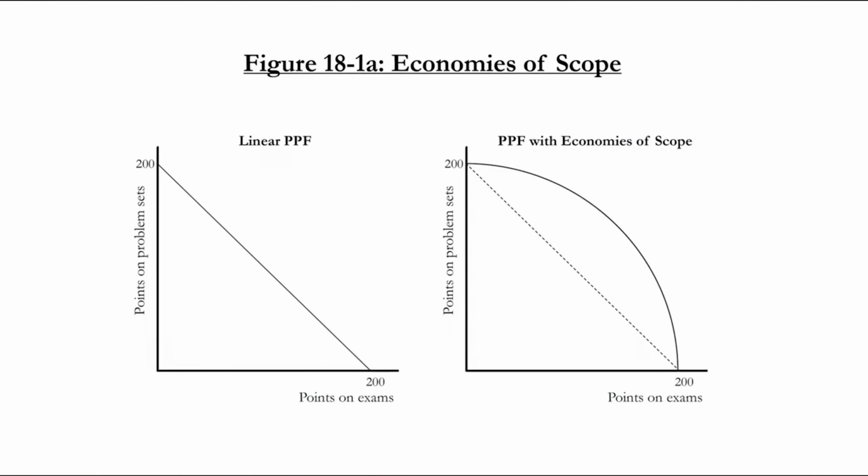Then you're at the x-intercept in the linear PPF. You get a perfect score on the exam, but 0 on problem sets. Likewise, if you decide to spend all your time on problem sets, you might get a perfect score on problem sets, but you'll get 0 on the exam. We've drawn the first graph as linear. Literally, it's an equal trade-off. Every point you give up on an exam, you get in a problem set.